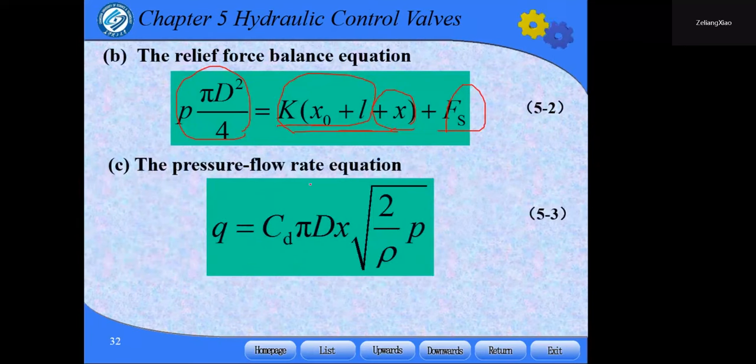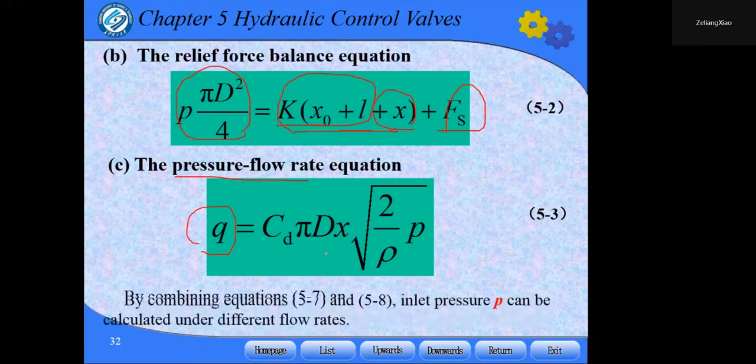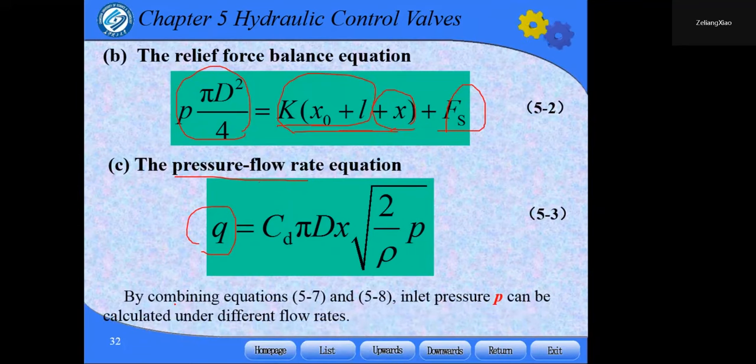The flow rate equation is calculated in this way. This is the flow rate, which can be described in this equation. By combining the equations, we can get the inlet pressure calculated for different flow rates.